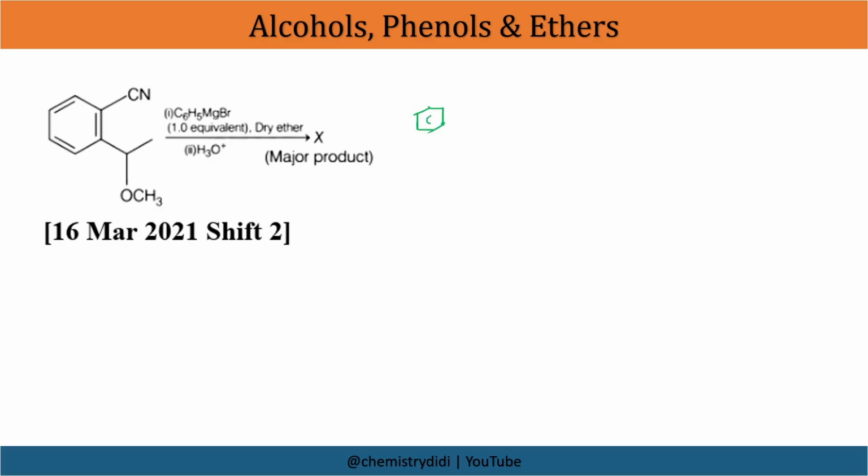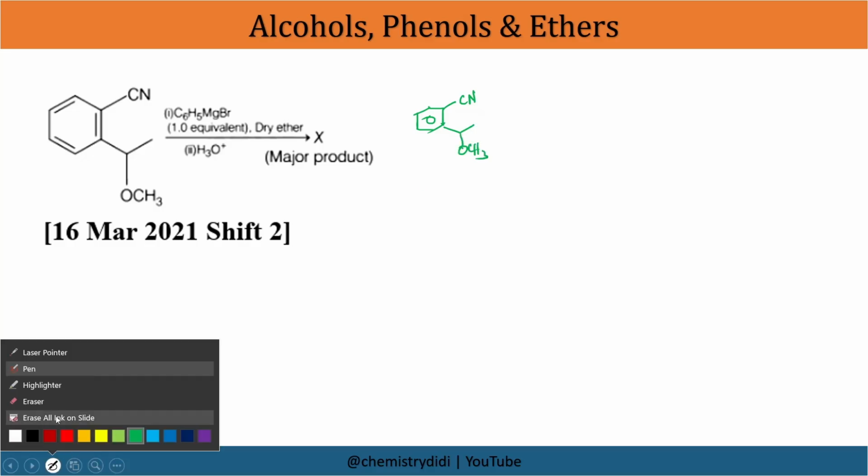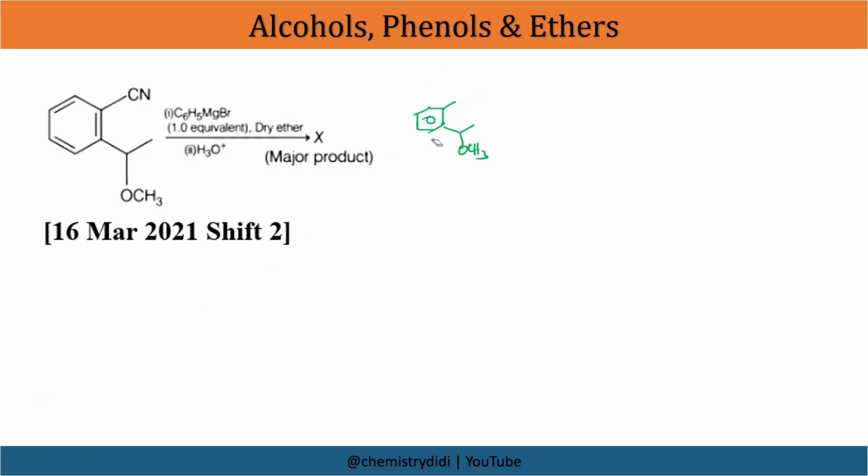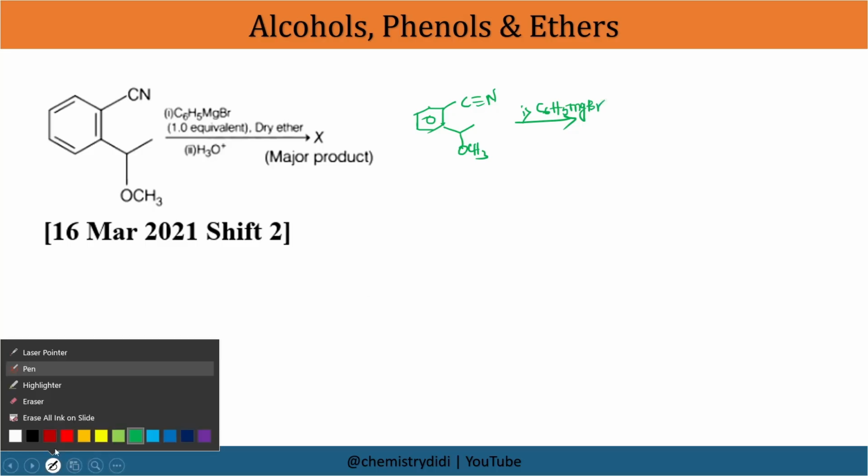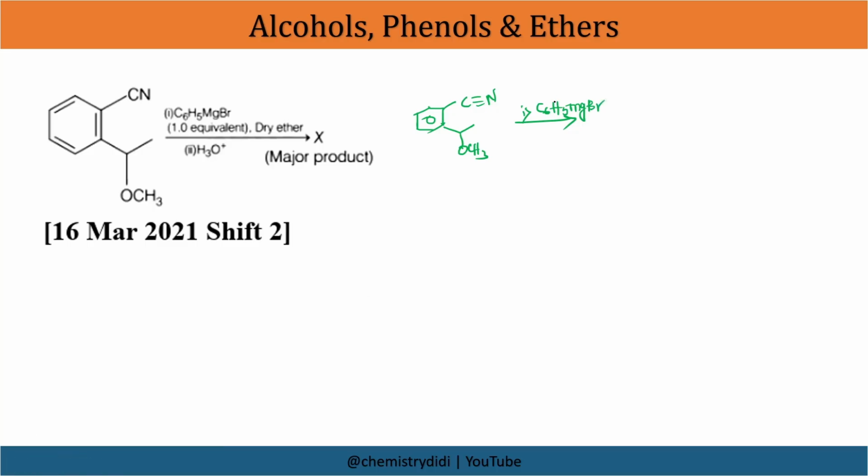Fine. So here this is CN, and here it is OCH3. Let me write the CN like this, C triple bond N. And here they have given a Grignard reagent, which is one of the famous reagents that we'll keep on using in organic chemistry. So first, what happens?